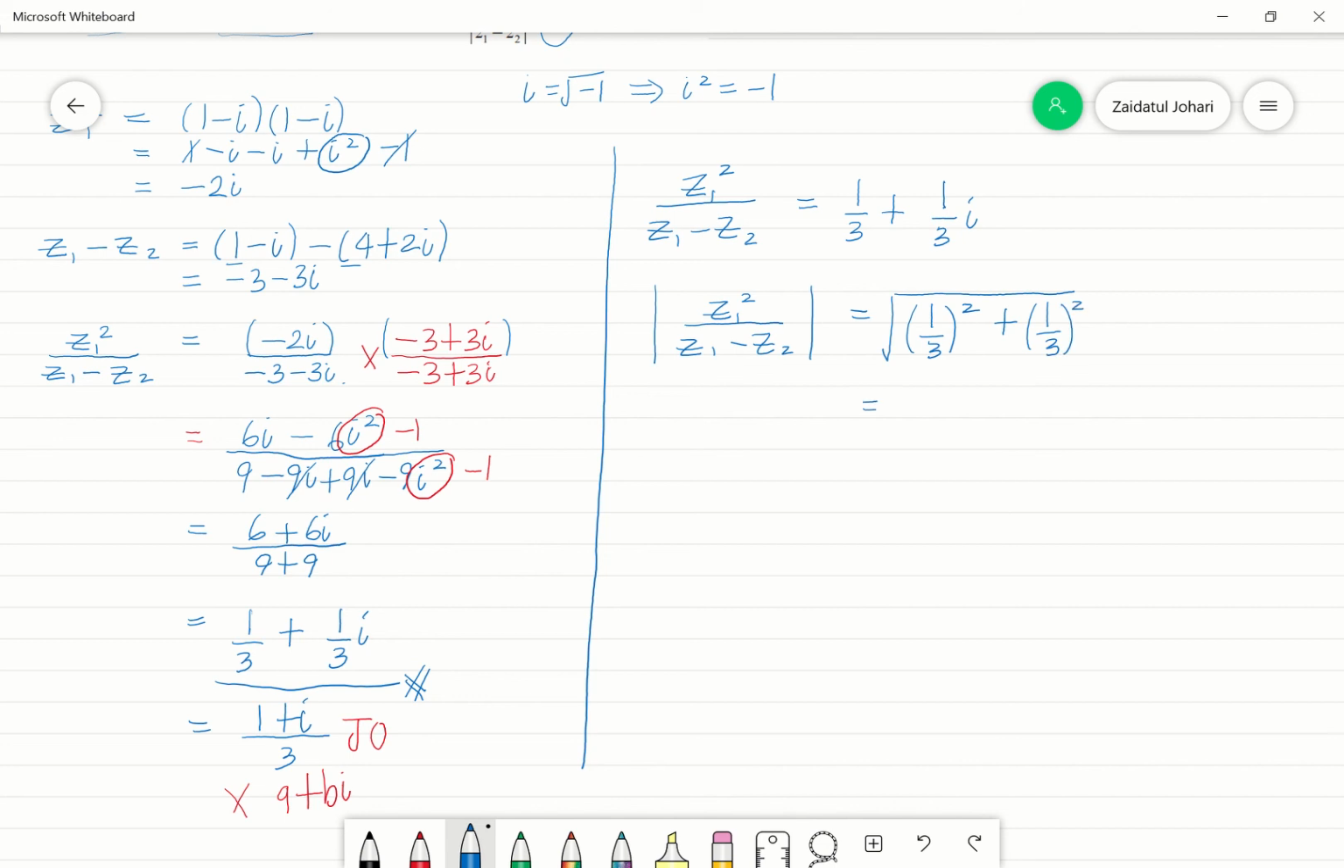Okay, so if we square these two numbers, you will get the square root of 2 over 9. We split, so we get the square root of 2 over the square root of 9, which will give us the square root of 2 over 3. Okay, so this is the answer.